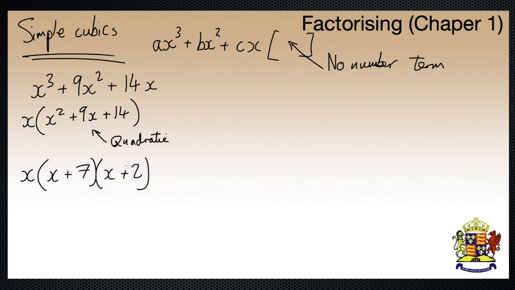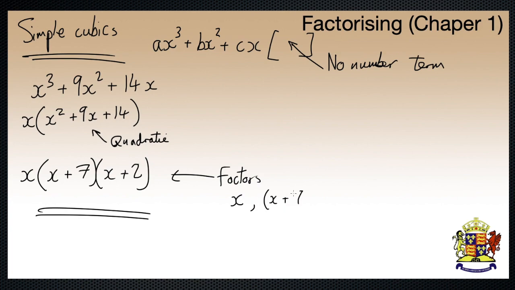So fully factorised, it's in this form. The factors are x, x plus 7, and x plus 2. Okay, taking an x out means that we have a factor which is x. Okay, I can go through a few more examples of these.